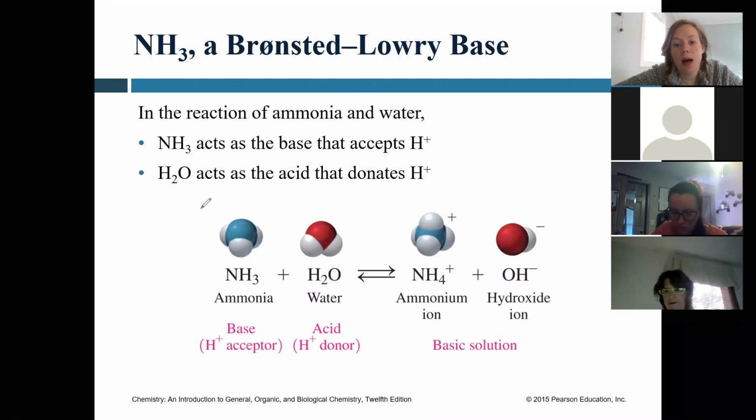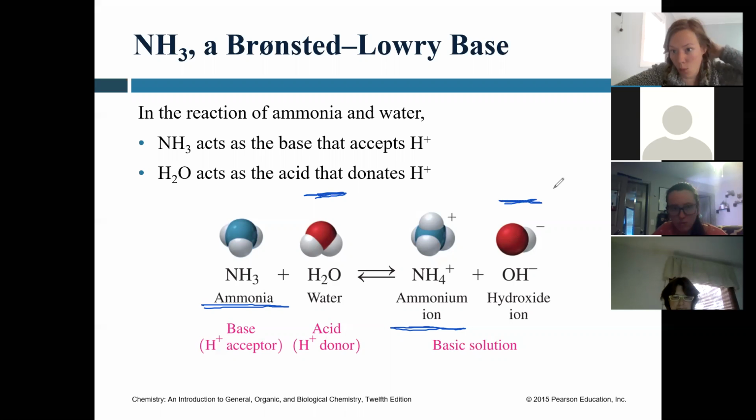I like to pair them up. So find on the reactant side what is similar to the product side. These two things are similar to each other. The only thing that differentiates them is the amount of hydrogen. This has one extra hydrogen. This water looks a lot like this OH. It's just different by one hydrogen. So how do I get from NH3 to NH4 plus? I accept an H plus, so that makes this thing a base.